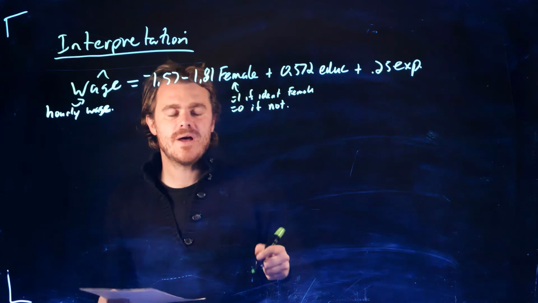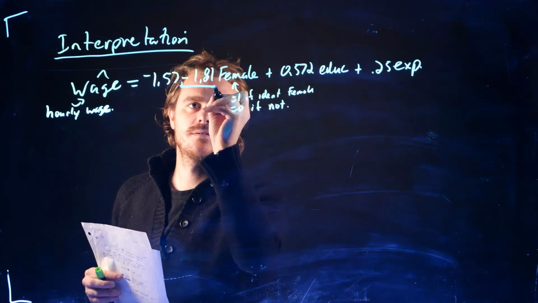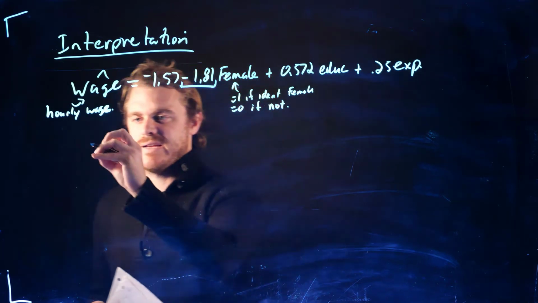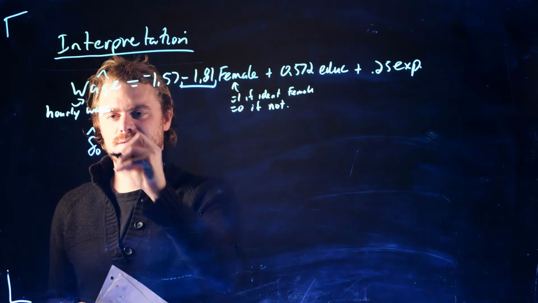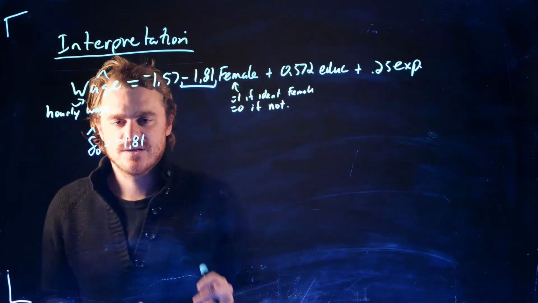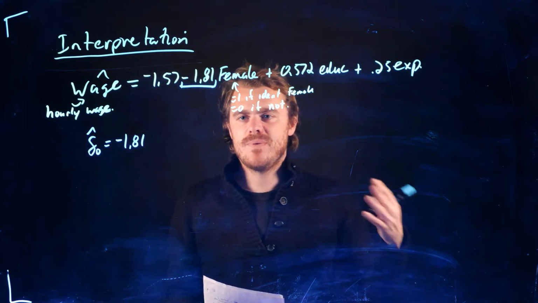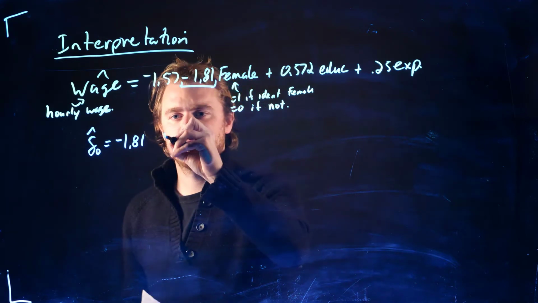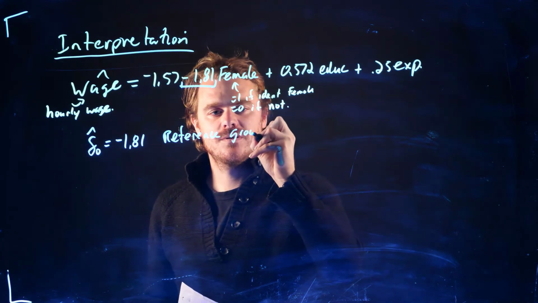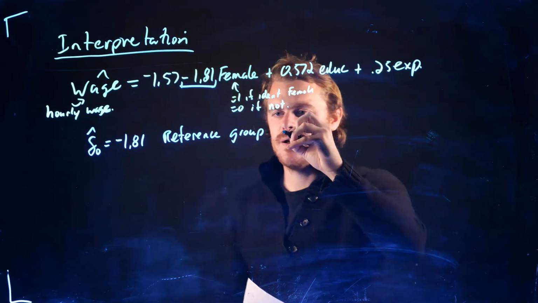So let's think about what this parameter estimate means. Let's say delta hat 0 equals minus 1.81. We need to think about what that means, and the interpretation is going to be based on the reference group. So we should figure out what the reference group is. Well, the reference group is the group we're leaving out. So that's people who don't identify as female.